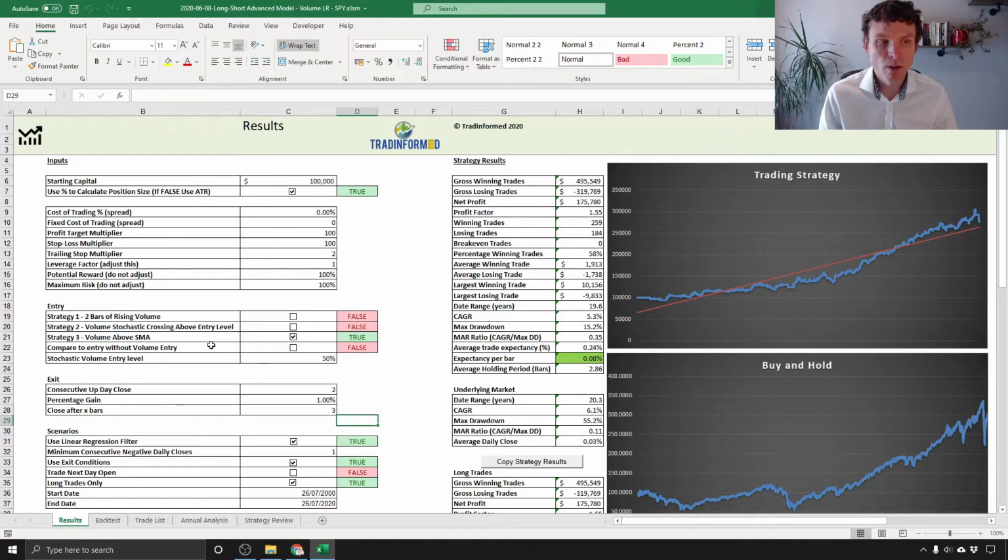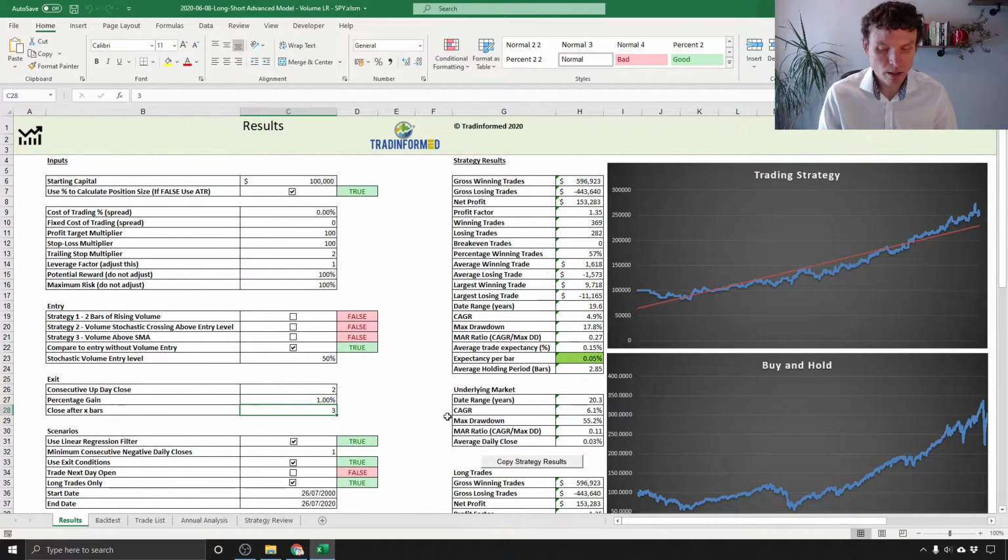Now, entering anytime volume is above its simple moving average, expectancy per bar is pretty good, and we have the highest of the net profit of the 3. Let's look at our control scenario again. And we can see this is pretty good. So just opening it for 3 days, expectancy per bar is not as good as the volume scenario, but I do like the way that it is holding around its best fit line again. So we've got a decent percentage of winning trades. We've got low drawdown, certainly compared to the market, and a decent annual growth rate.